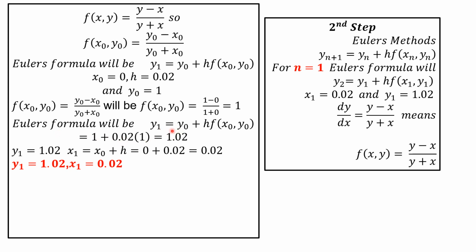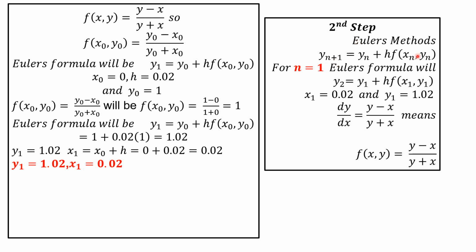y1 we can calculate. y0 we know. Same thing we are putting here, and h is 0.02. Our value function we have already calculated, that is 1. Same thing writing here. So y1 will be this one. Similarly, x1 we can calculate. What is x1? x1 will be equal to x0 plus h. So as the value of h, I will write here. Accordingly, we can calculate.